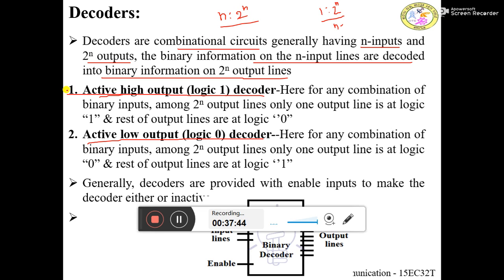And that kind of decoder is an active high output decoder. This is exactly reverse in case of an active low output or logic 0 decoder. So in this kind of decoder, out of 2 to the power of n output lines, only one output line which is active will be 0, and all the other output lines will be 1.